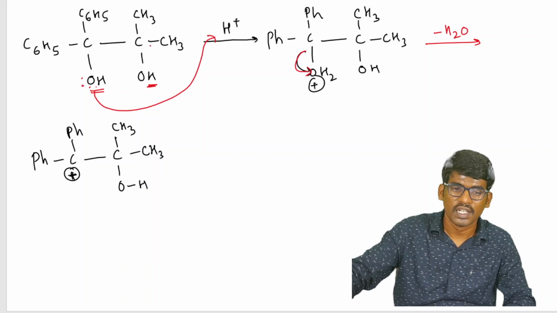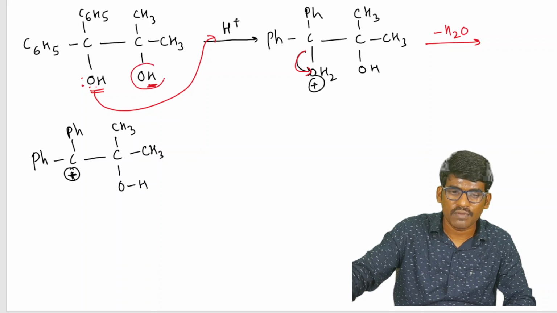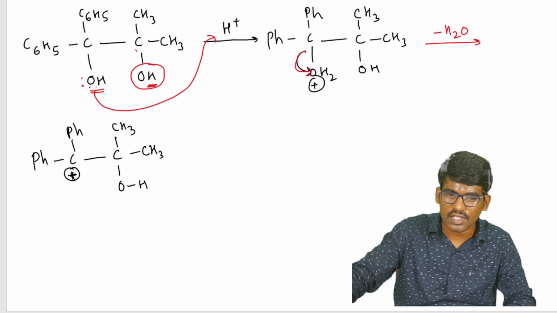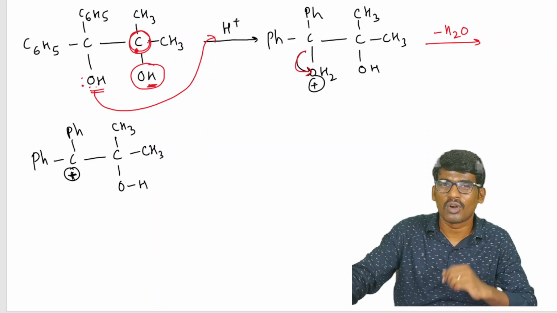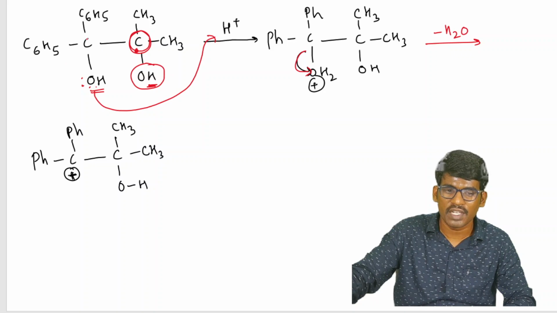Suppose I remove this OH in the form of water, and I get the carbocation at this position, which I am labeling here. Then that is stabilized by hyperconjugation, and 6 hyperconjugate structures are possible. But if I generate the carbocation here, it is stabilized by resonance. Hence, I have removed this OH in the form of water.